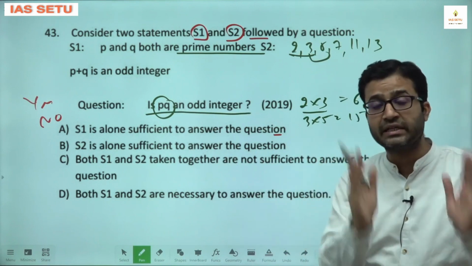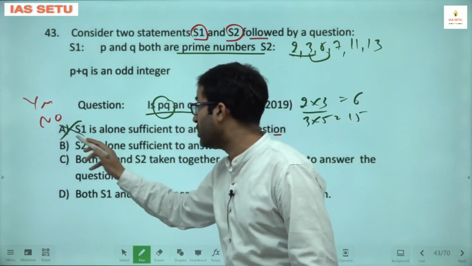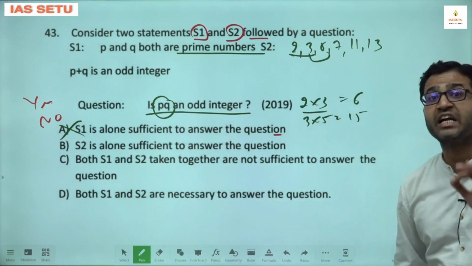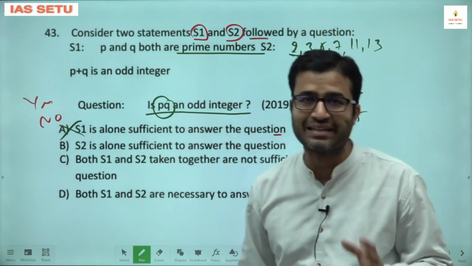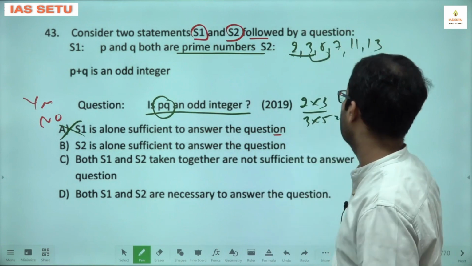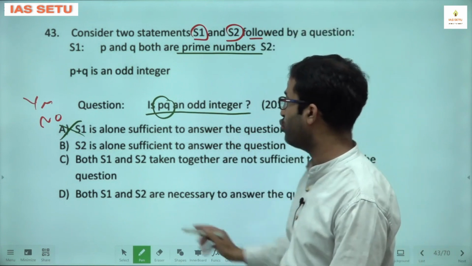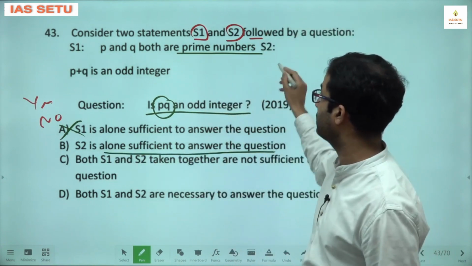No, you have to tell me clear cut, yes or no. So statement 1 is not sufficient to give me a clear answer. I need a clear answer. I don't want confusion. Next, statement 2 is alone sufficient to answer the question.